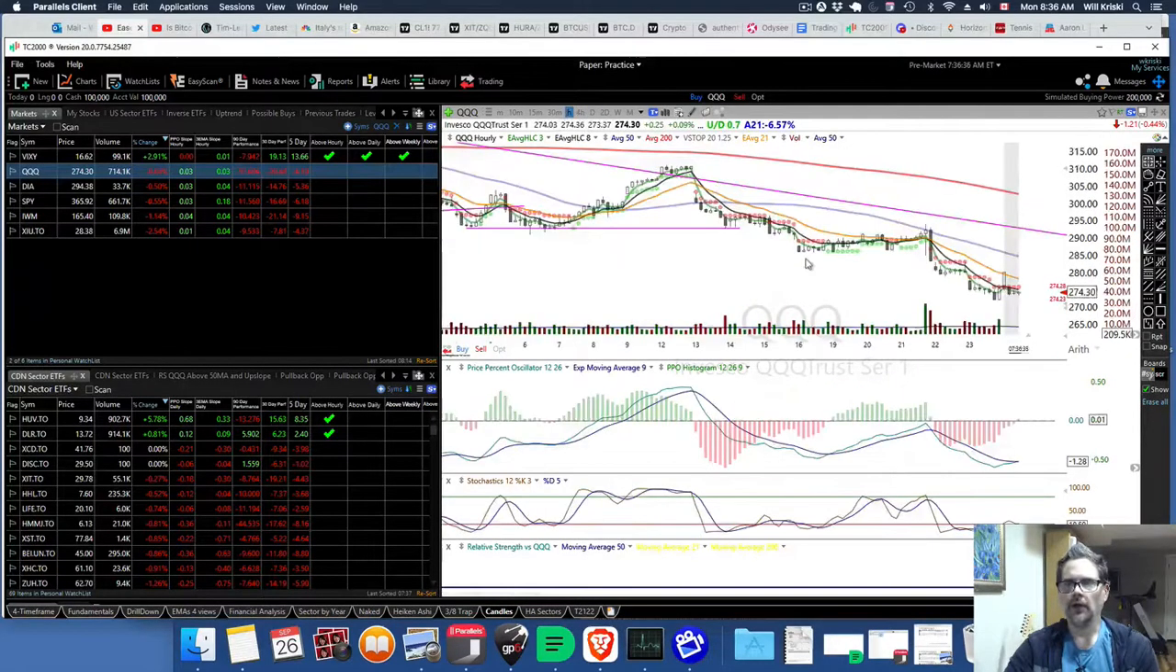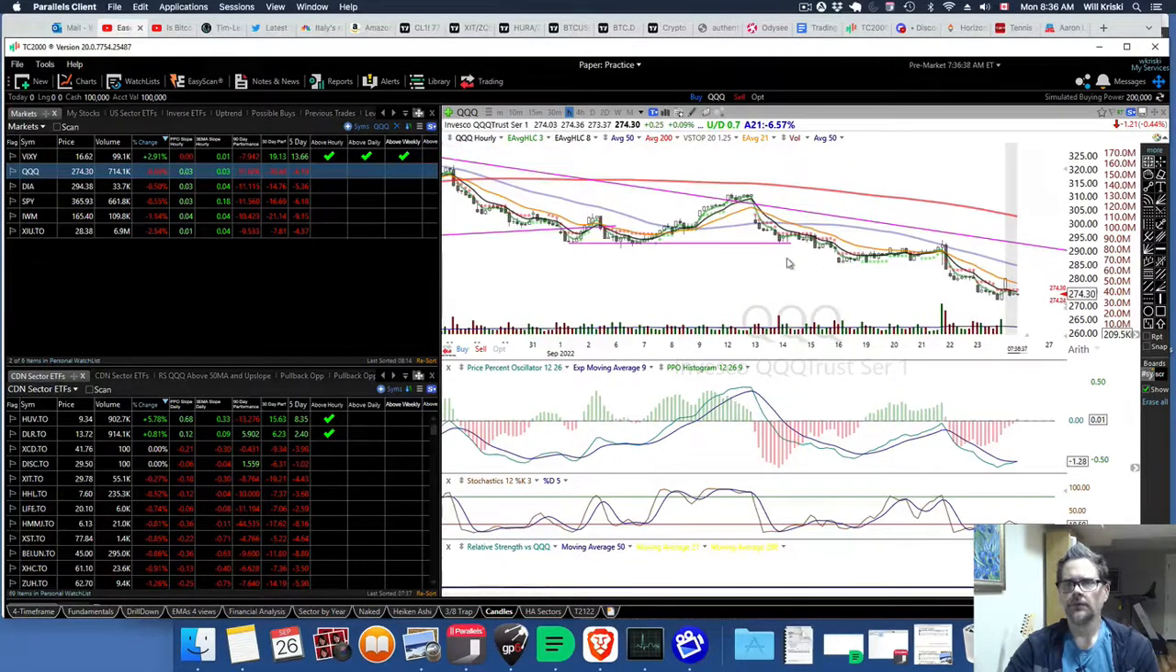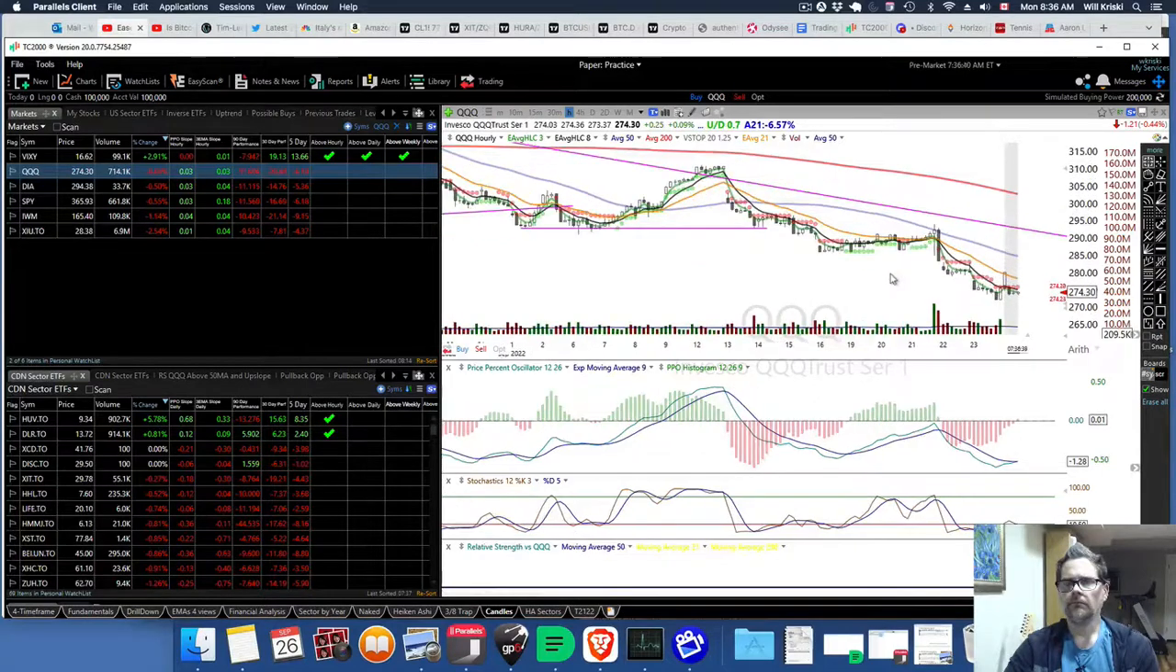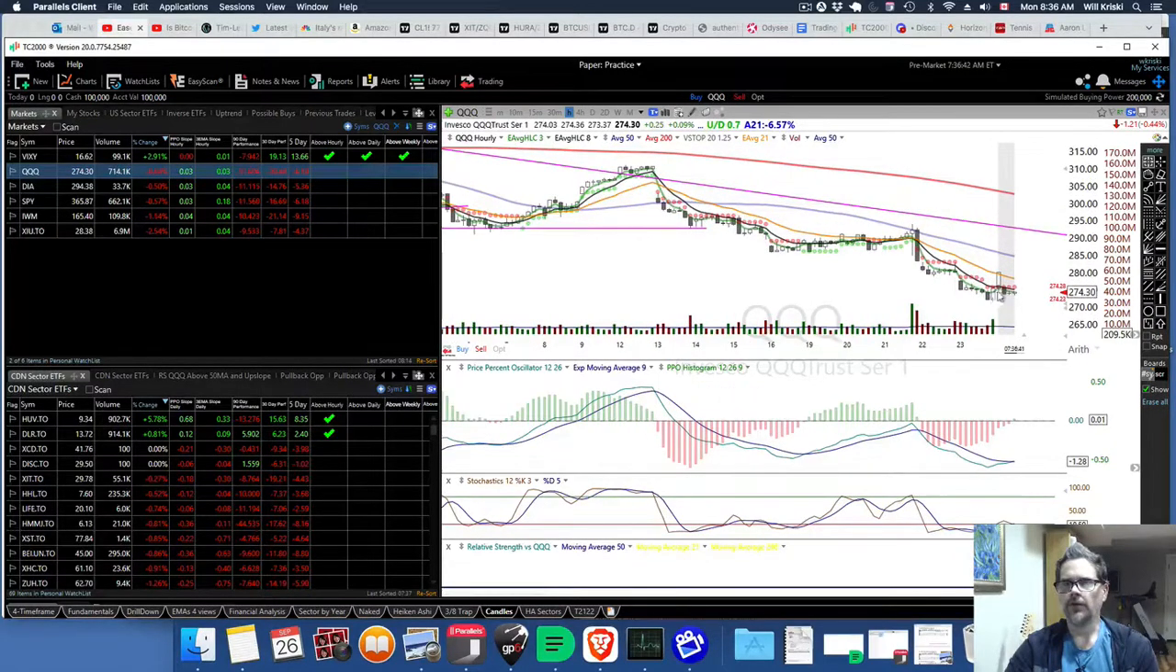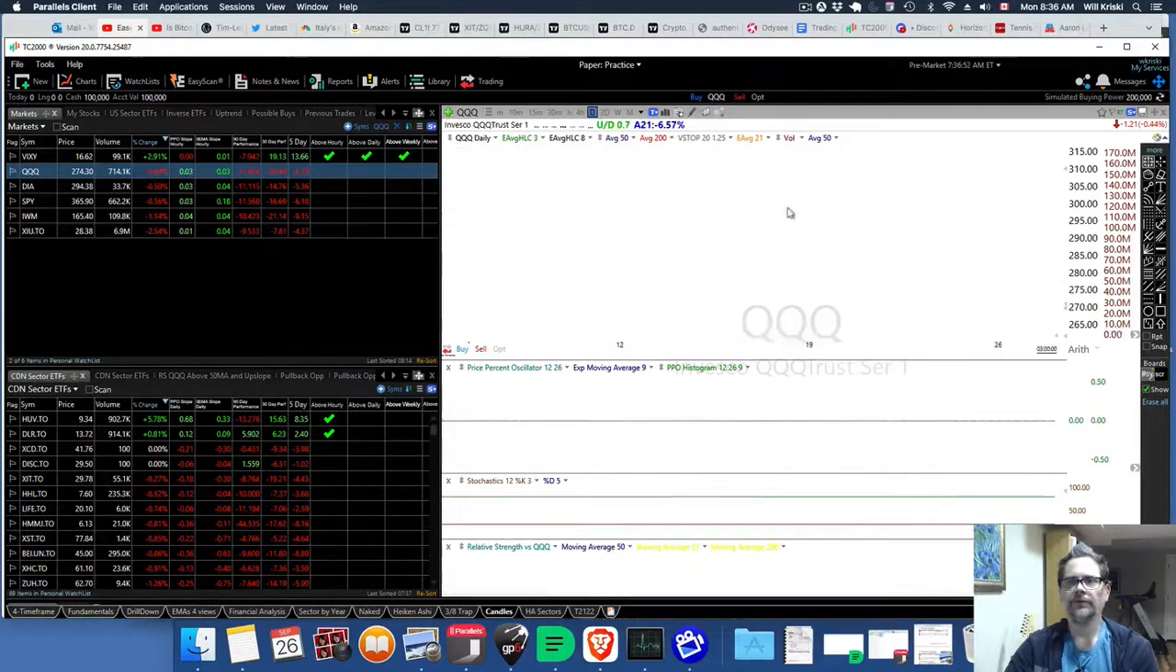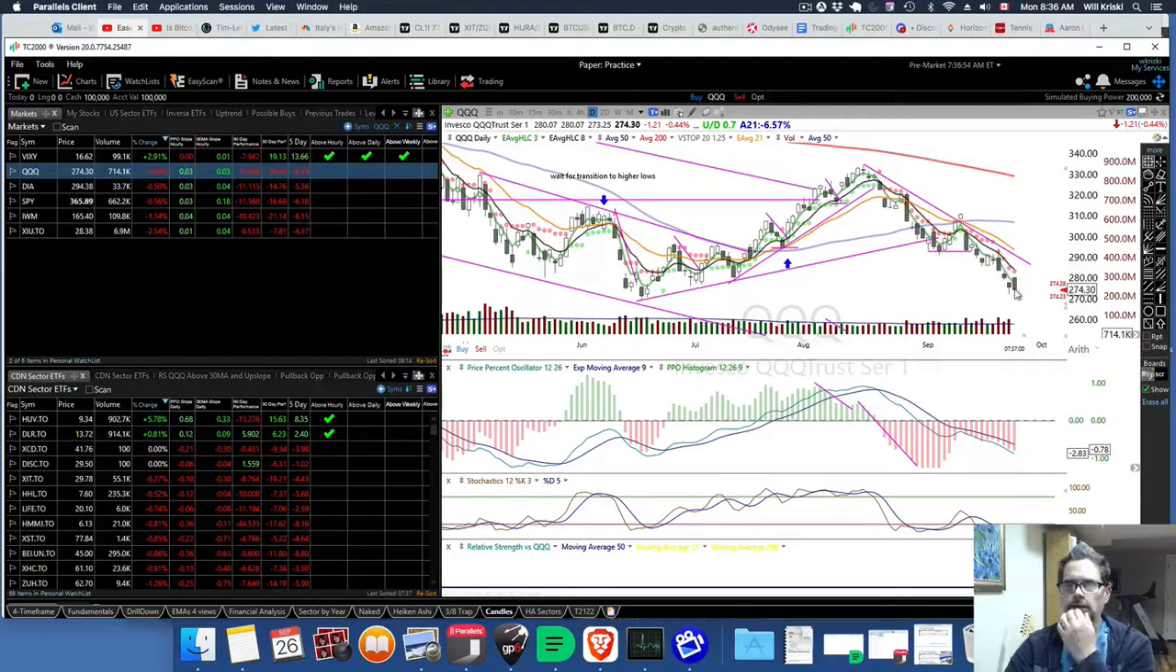The other thing was on Friday, see this little wick here. I'm going to go to an hourly chart. The last couple hours here, you saw this reversal on Friday, but right now, in the pre-market, it's not following through with that.